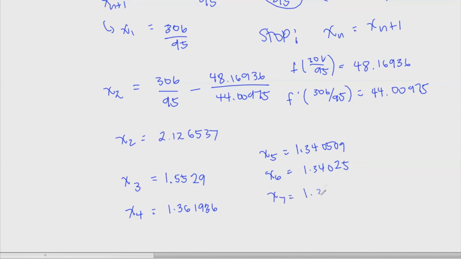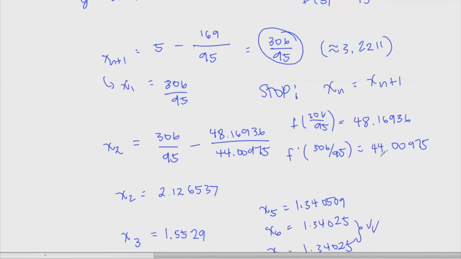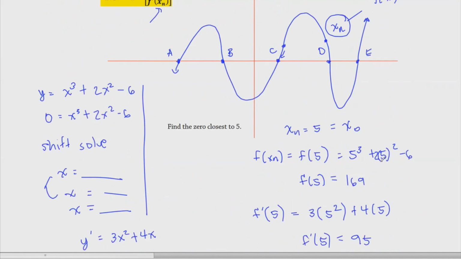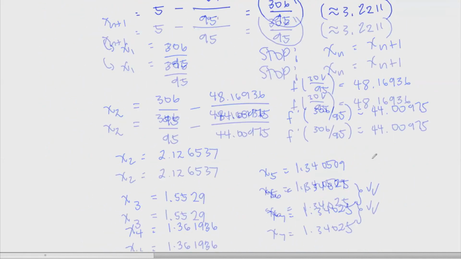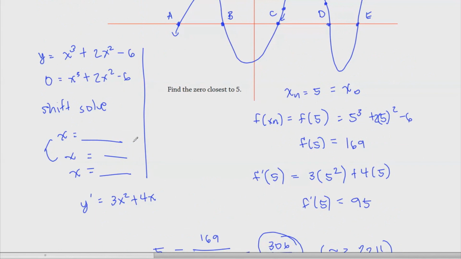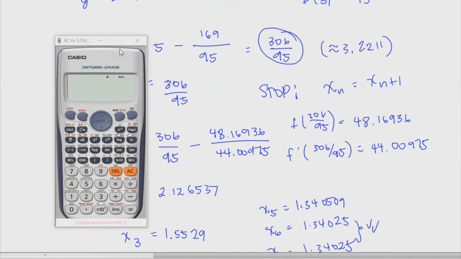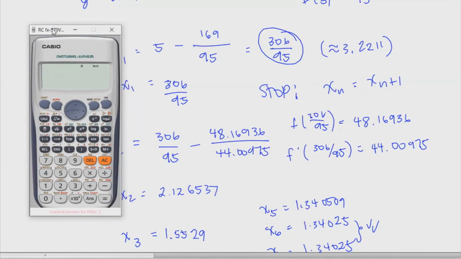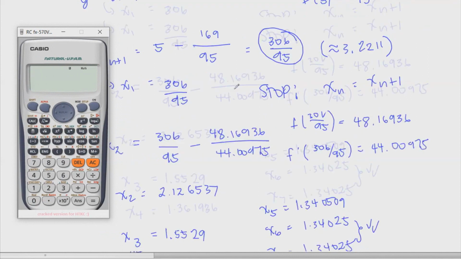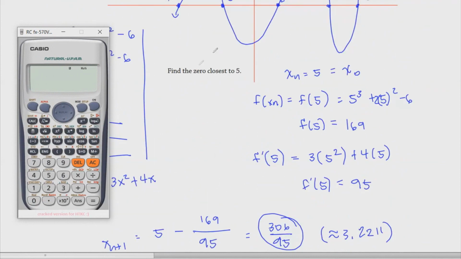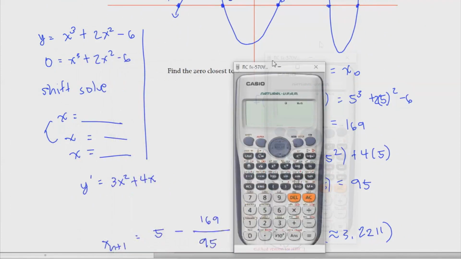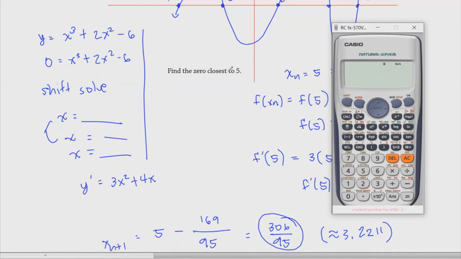So 1.34025. Okay, so this is our 0. And you can check your root by using your calculator. You can just try shift solve, and you'll be able to get the same answer. Let's try using our calculator to check on this. It is very easy for a calculator to find this. If you have to find the zero closest to 5, you just have to type the equation.